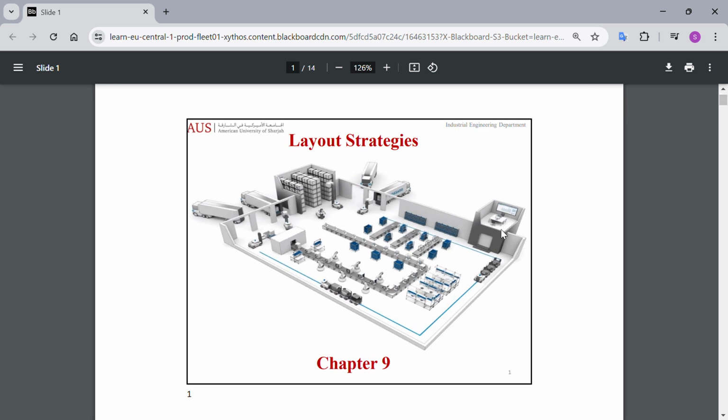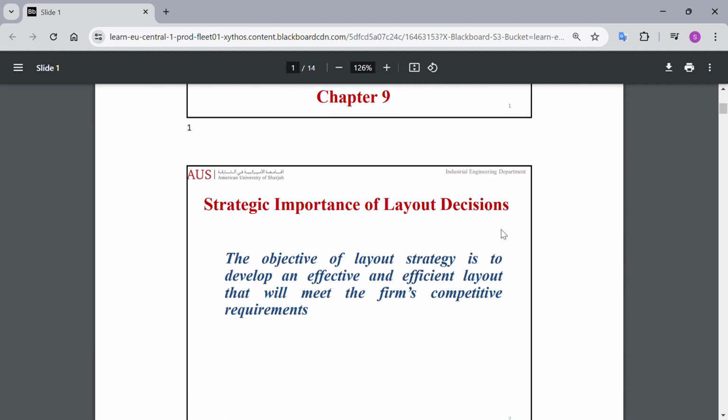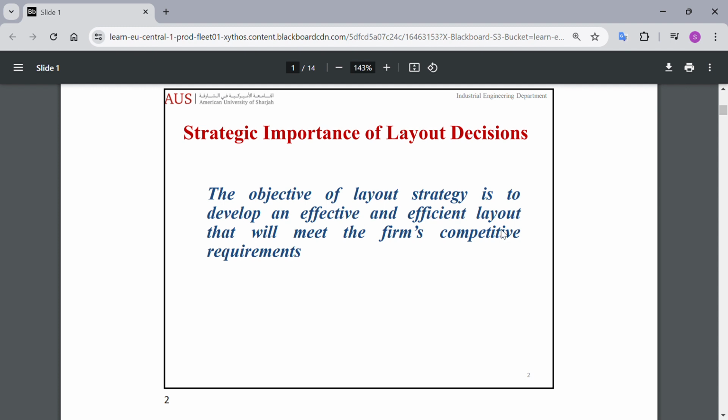Today we're gonna cover layout strategies, and this is part of the industrial engineering program. So, strategic importance of layout decisions. The objective of layout strategy is to develop an effective and efficient layout that will meet the firm's competitive requirements.